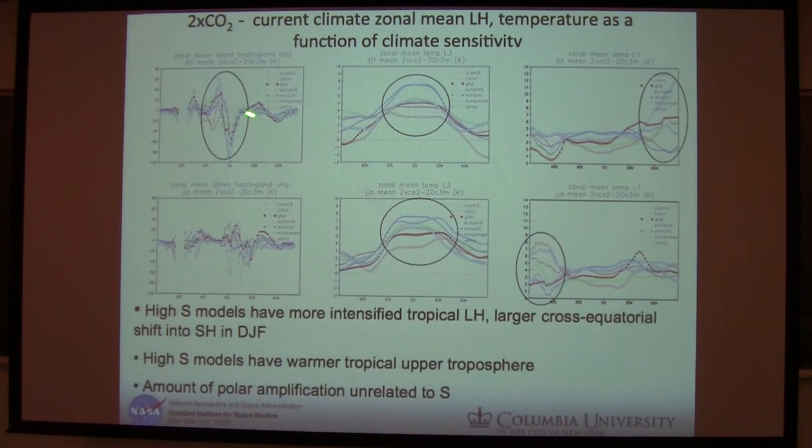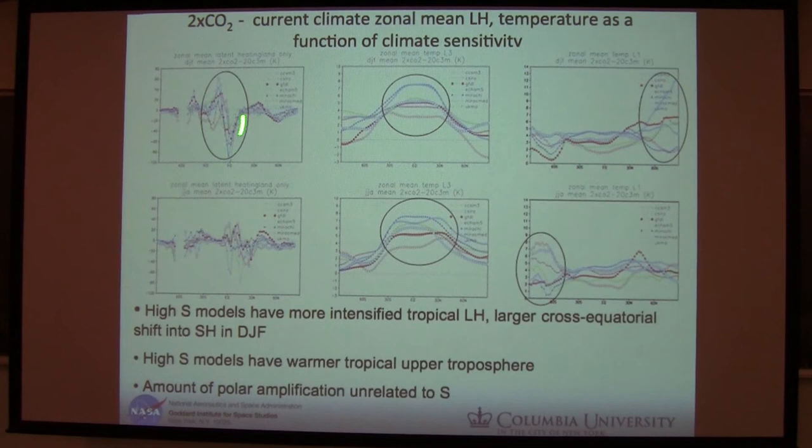These are the common features that we saw in the high sensitivity models. So looking here at the tropical upper atmosphere temperatures, we see that high sensitivity models have a larger warming of the tropical upper atmosphere, these blue curves up here, and the low sensitivity models have lower warming, which affects GE production, particularly when the latent heating shifts to become more zonally concentrated.